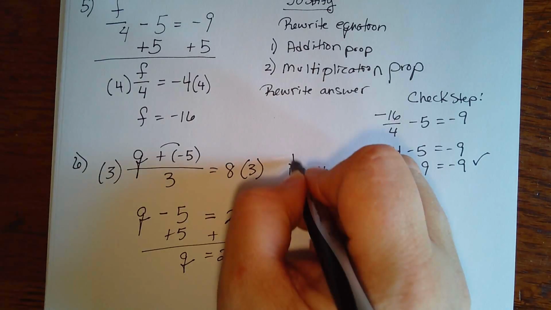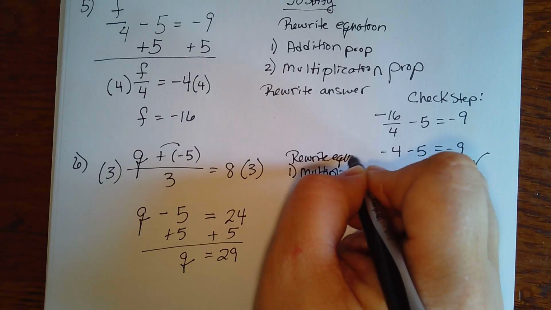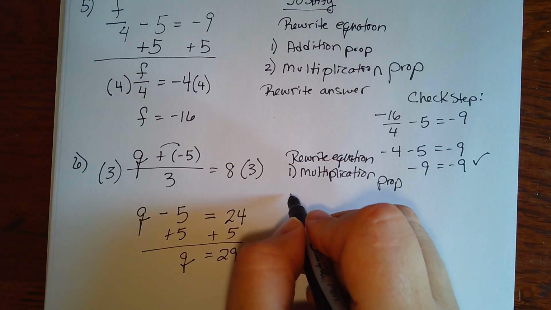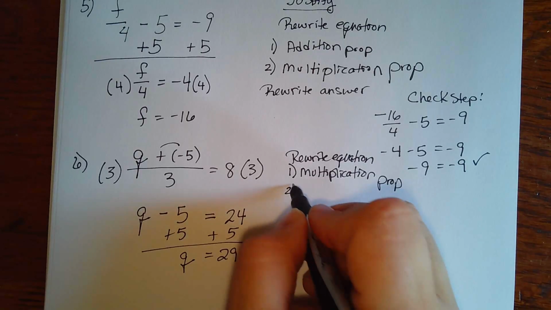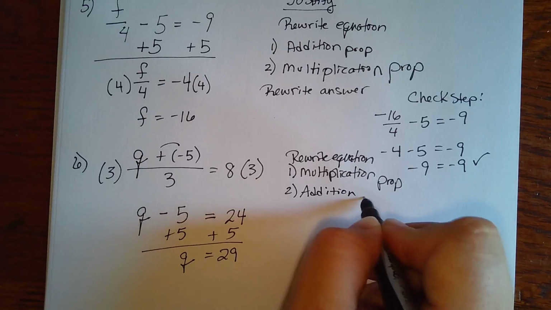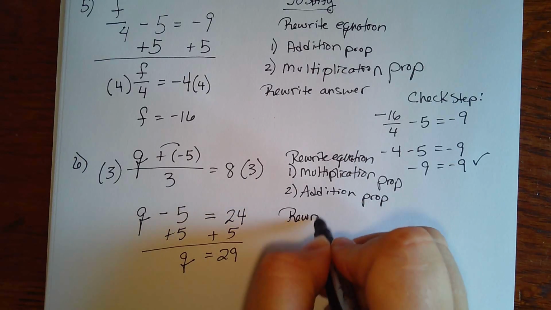And of course, rewrite the equation. If you're wondering where that went, you do rewrite the equation first. We did the multiplication property, and then once we did that, we used the addition property. And of course, our last one is rewrite the answer.